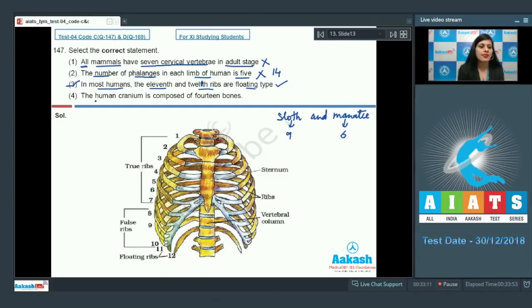The next statement is the human cranium is composed of 14 bones, and this is an incorrect statement, because human cranium is composed of 8 bones and not 14 bones. So the correct answer to this question is option number 3. Let's discuss our next question.